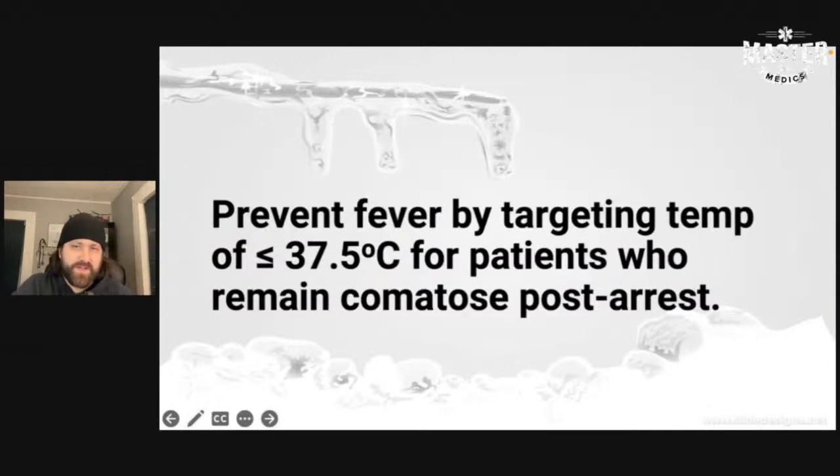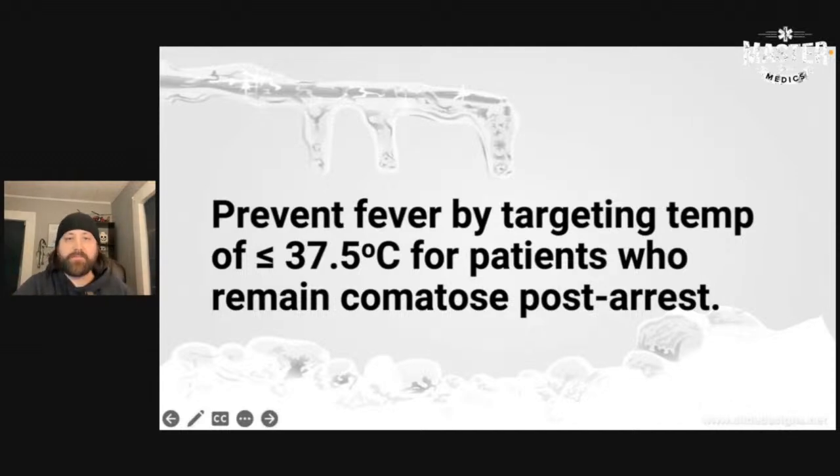But the conclusion is that current professional society guidelines recommend actively preventing fever by targeting a temperature of less than 37.5 degrees Celsius for patients who remain comatose after arrest. The patients you're going to consider cooling are patients who are comatose or not following commands after they get ROSC. You can induce hypothermia and at least maintain a lower normothermia and fever avoidance, and that's the recommendation everyone's been going with. So you have to keep it at least here, but you can go cooler if you want to.